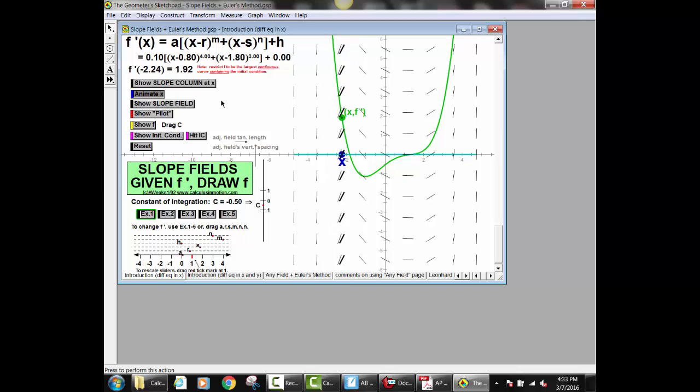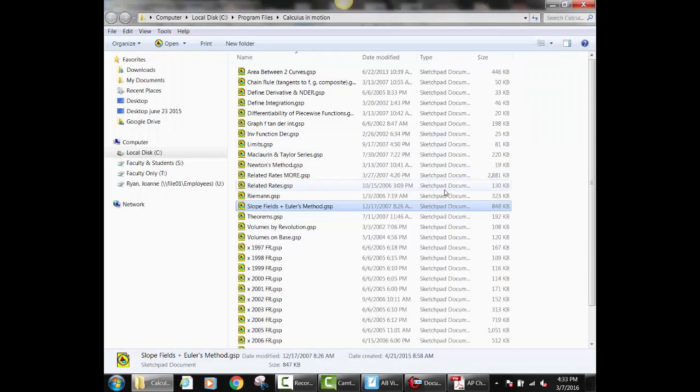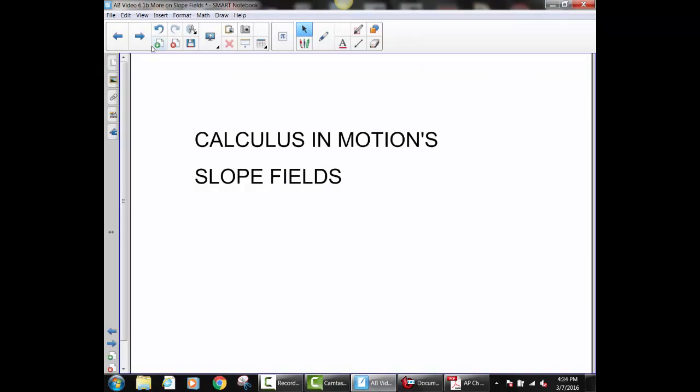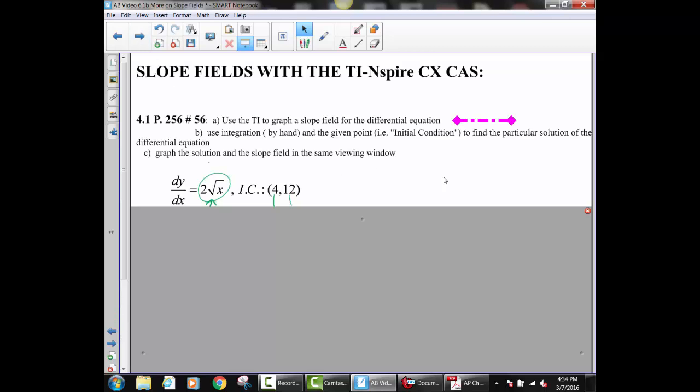And show the slope field again. Okay, not that anybody's going to ask you to do this, but it's nice to have a visual. Okay, so slope fields with the TI Inspire.